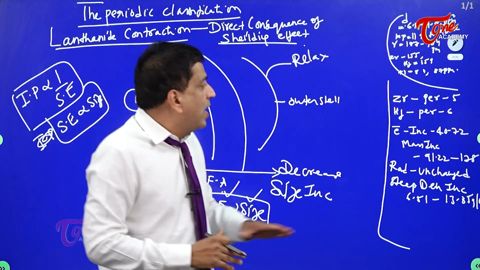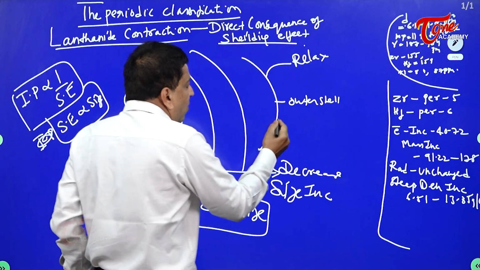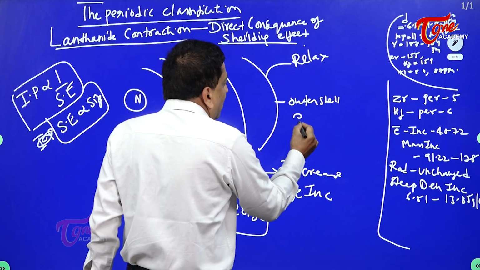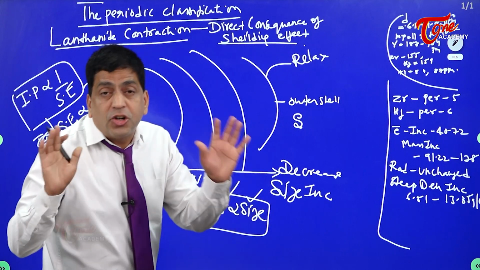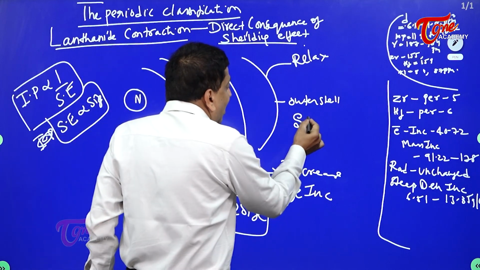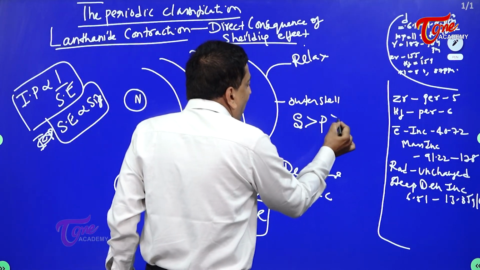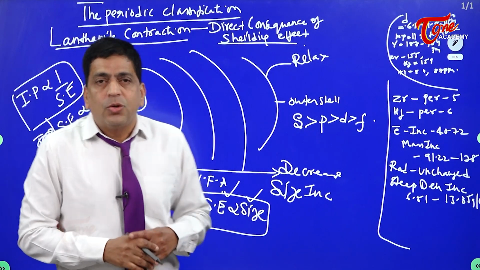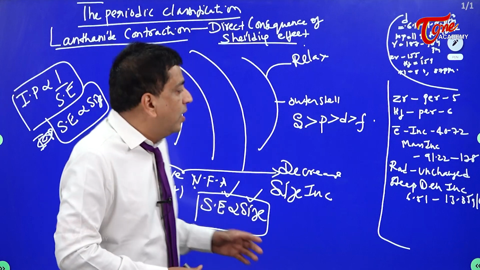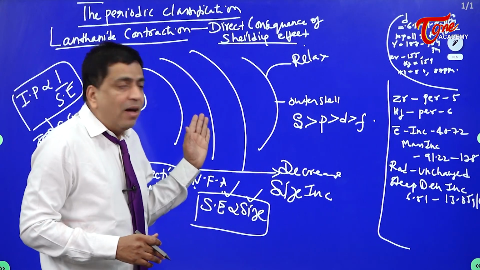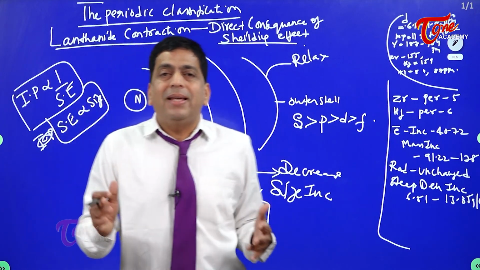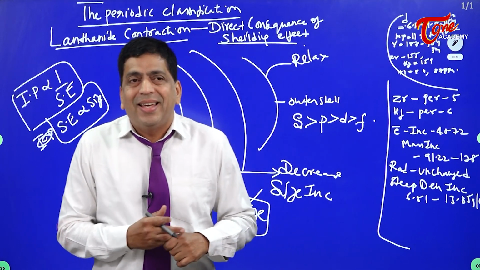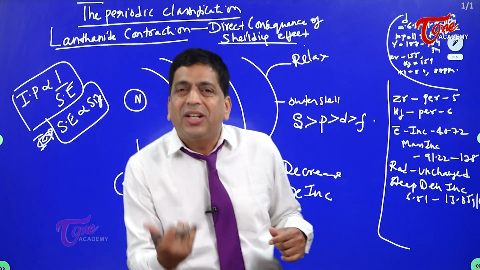And also, I would like to add to this. In fact, electrons present in S are better shielders compared to P, compared to D, compared to F. You should understand. So if the bulk of the electrons in between these shells are present in S and P, they are better shielders. If they are present in D, the shielding effect decreases.